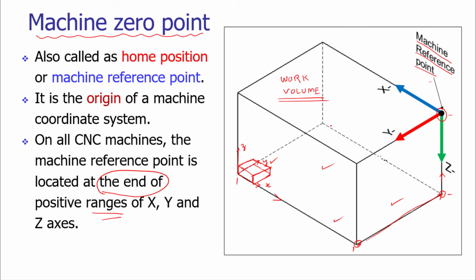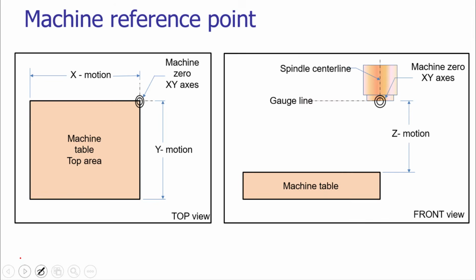We need to communicate the distance of the machine reference point with respect to the part reference point. So the way the machine is having its own reference point, the part is also having its own reference point. The more clear picture is there in front of you.